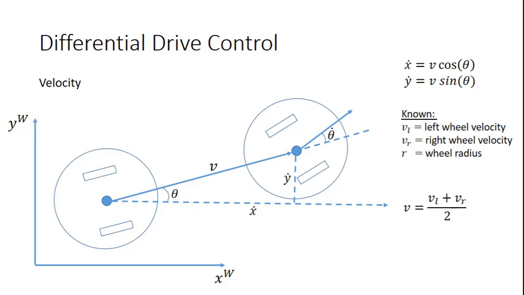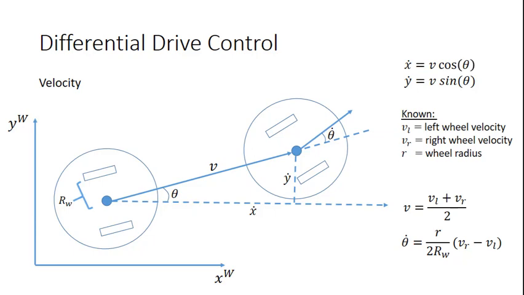So v is actually pretty easy to compute. I'm not even really going to bother trying to solve it. I'll just show you the equation. V_L plus V_R divided by 2. So essentially it's just the average of the two velocities. And theta dot is going to be a little bit more complicated, but not too much more.